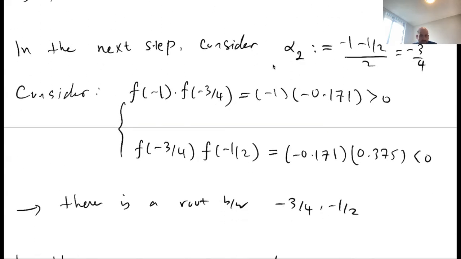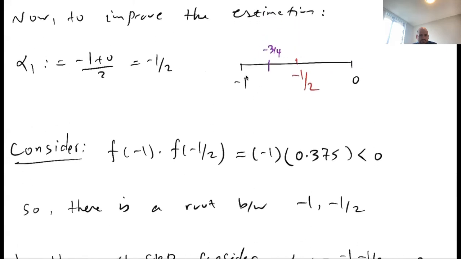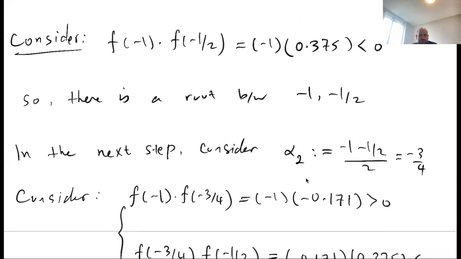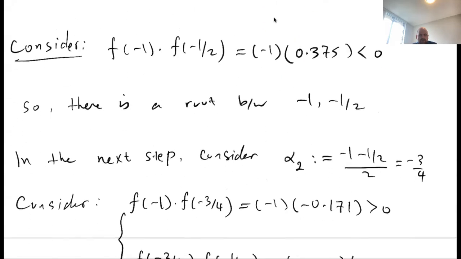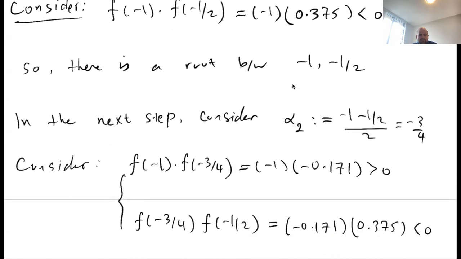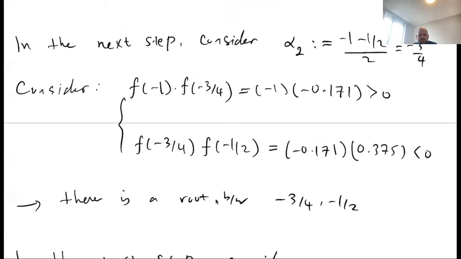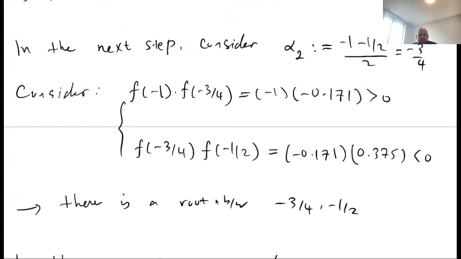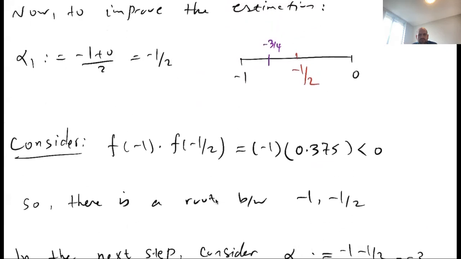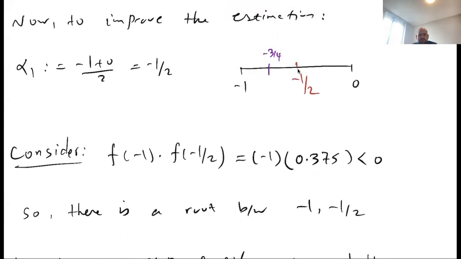So f of -1 times f of -3/4, this times this is positive, and f of -3/4 times f of -1/2 will be negative. Well, positive is not what we are looking for, but negative, product of two outputs negative, that means we have a root between these two numbers, -3/4 and -1/2. So there is a root between -3/4 and -1/2. So we narrow it down to be between here to here.